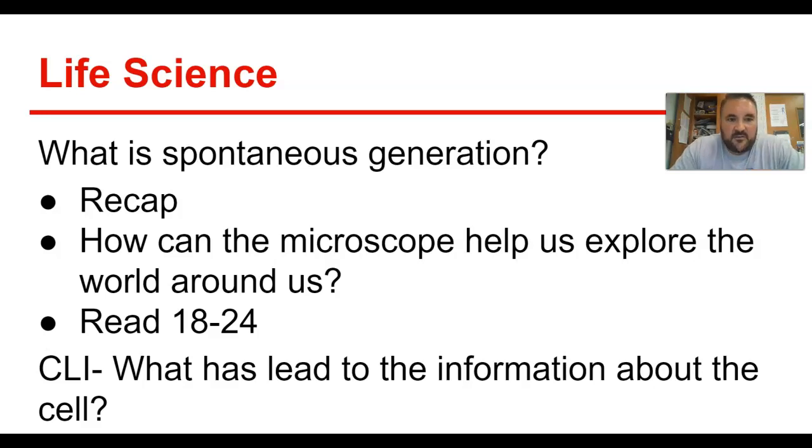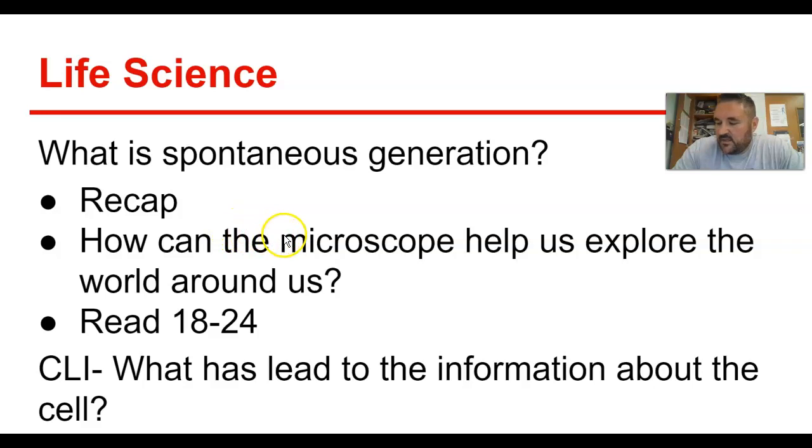We're going to do the first half of Section 2 on how they explored the parts of the cell, and then we'll start into the cells later on this week. So the question here is, what is spontaneous generation? Spontaneous generation is the process of life coming from non-living matter. Give me an example like meat and flies, rocks for insects, things like that.